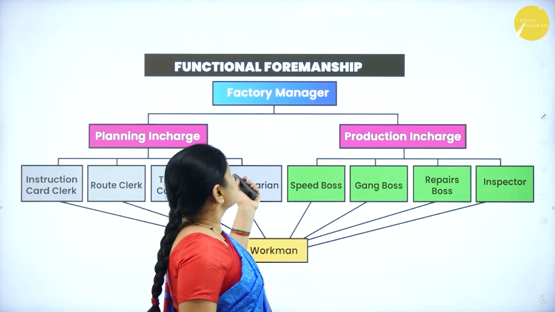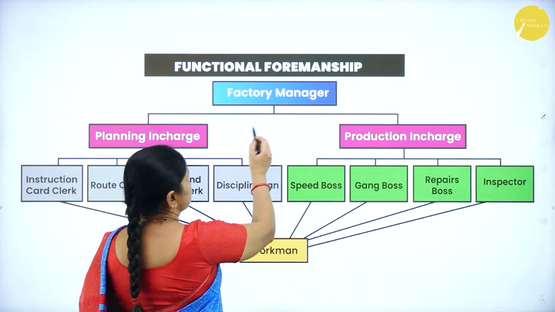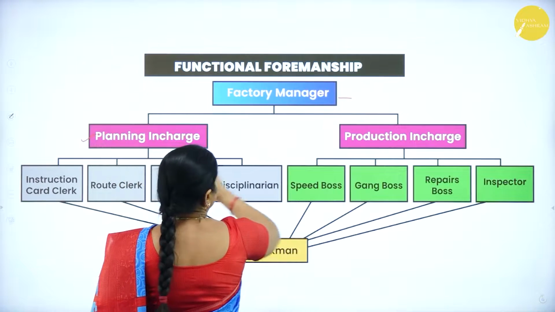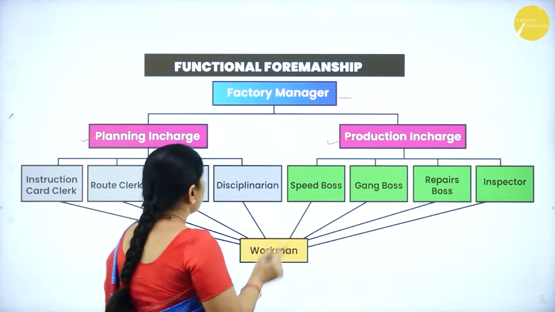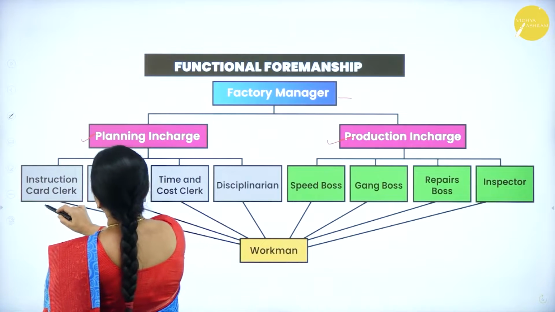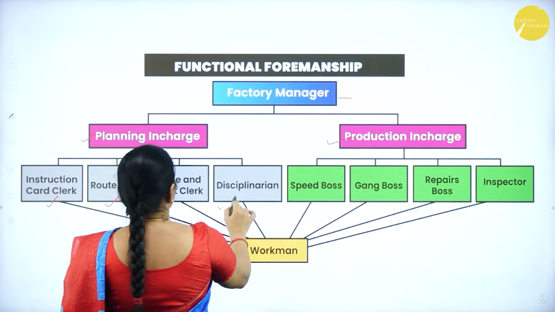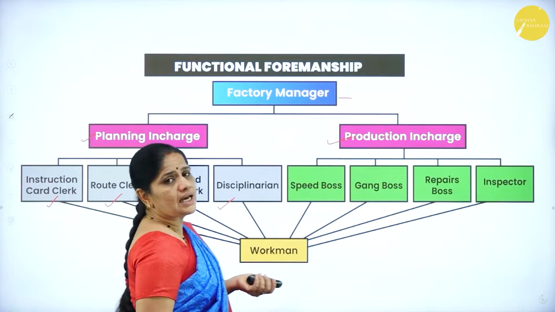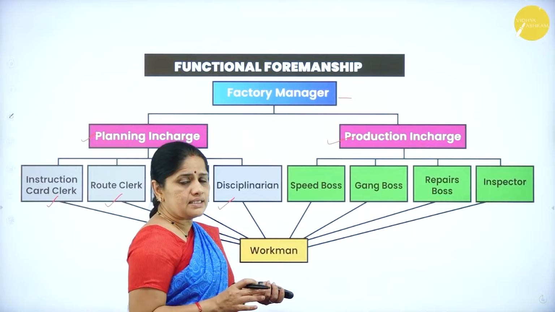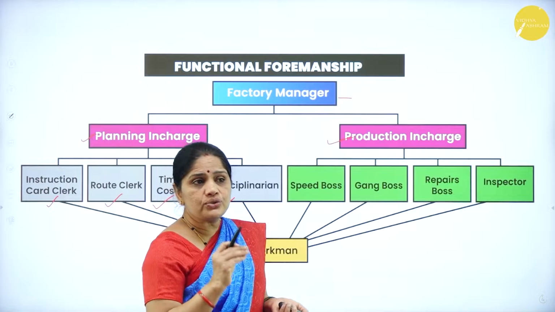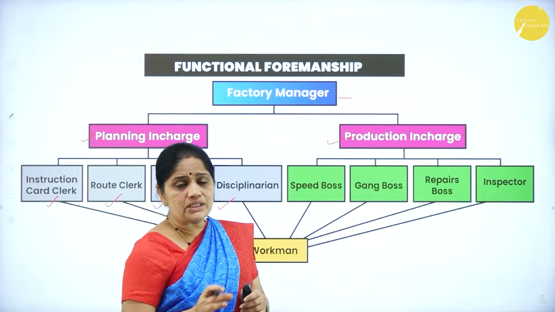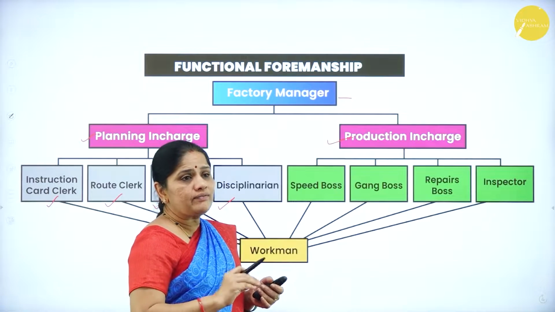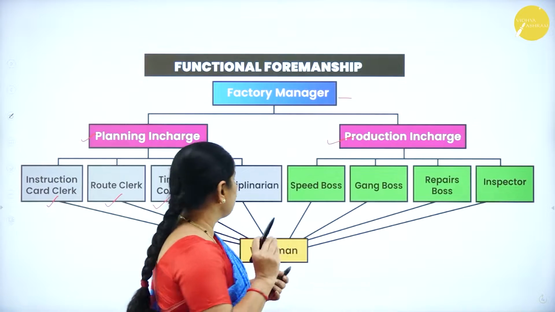Now, if you see this diagram of functional foremanship, the factory manager is there, and under him we have the planning in charge and the production in charge. Under the planning in charge there are 4 persons. What is the work of these 4 persons? We will discuss. First, the instruction card clerk. The instruction card clerk's work is to give instructions to each of the workers. Whenever they enter the shop floor, he will give the instruction card so that the employee knows the exact work he has to do for that day.